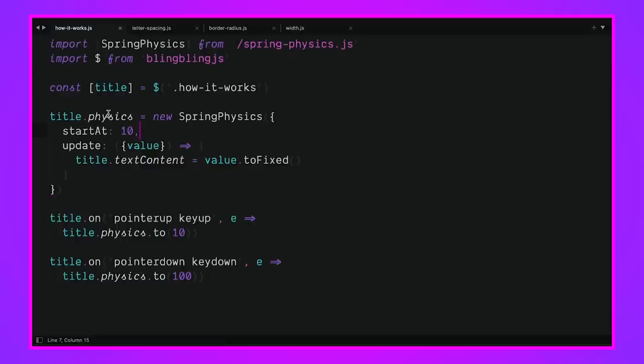And that sets up the physics. What you need to do next is set that value to something. You need to tell the physics start value to go somewhere new, and it will take, so notice I didn't pass in any options here. I just used the default values that are in the Spring Physics class.